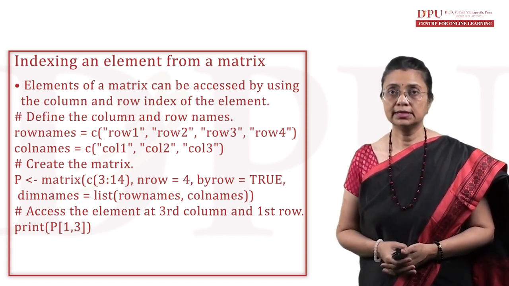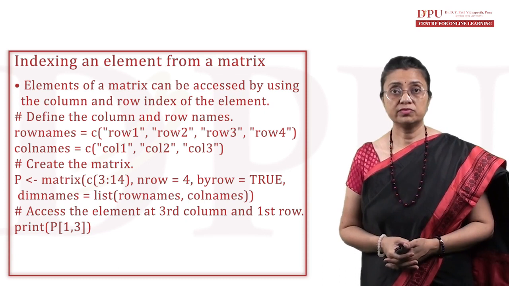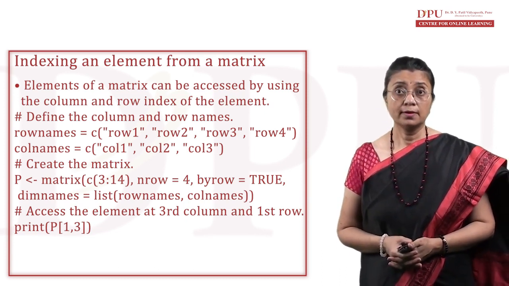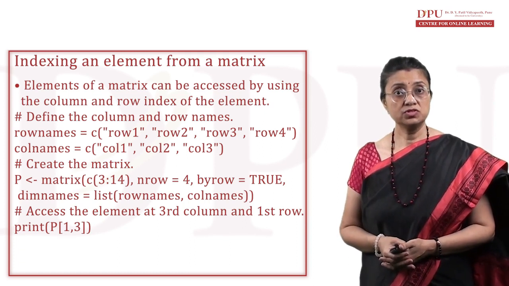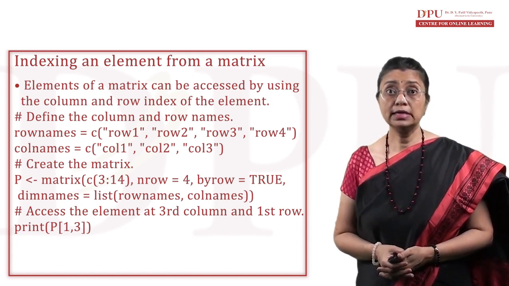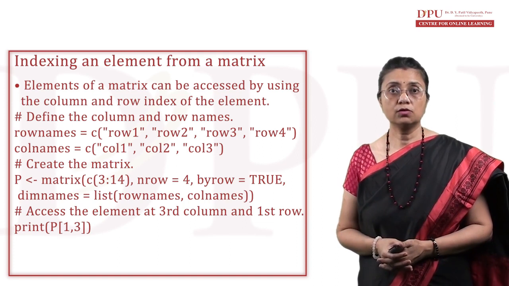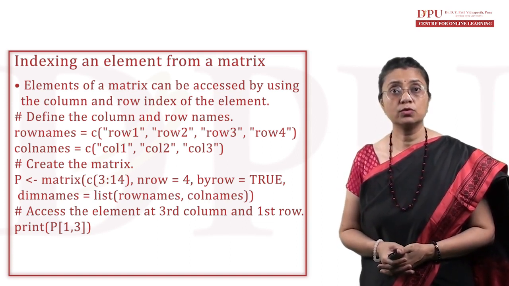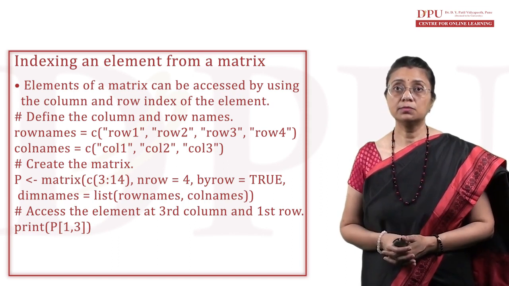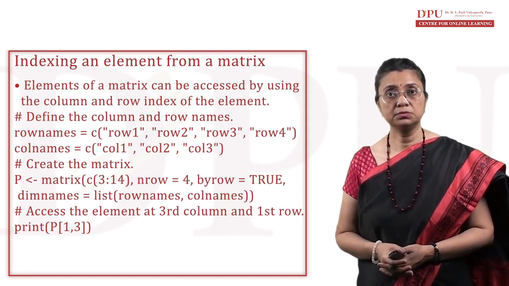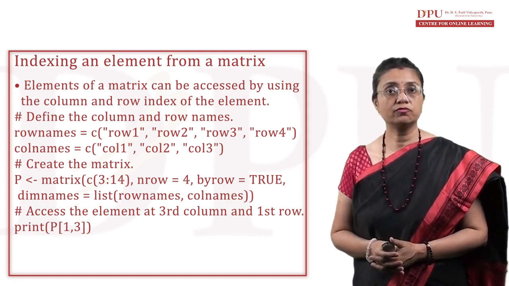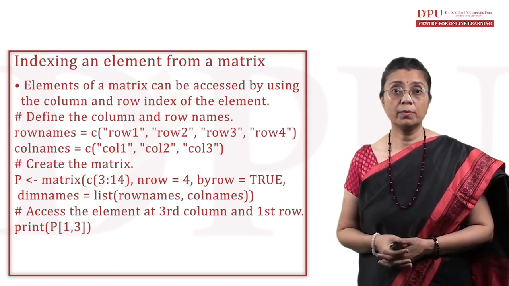You can see over here that the P variable has a matrix of size 4 by 3, with nrow equal to 4, byrow equal to 2, and dimnames equal to a list of row names and column names. We have given the row names as row 1, row 2, row 3 and row 4, and the column names as column 1, column 2 and column 3. Now we are accessing the element at the third column and first row.